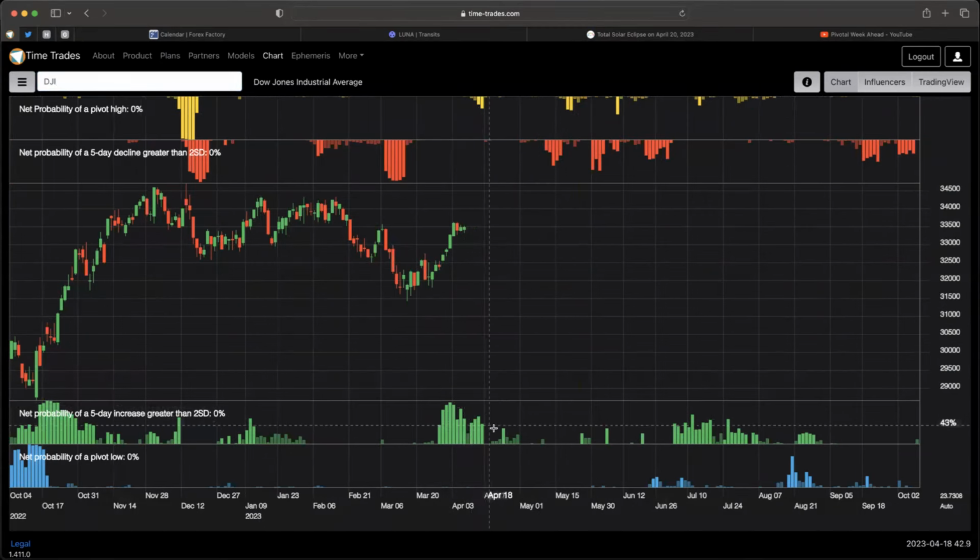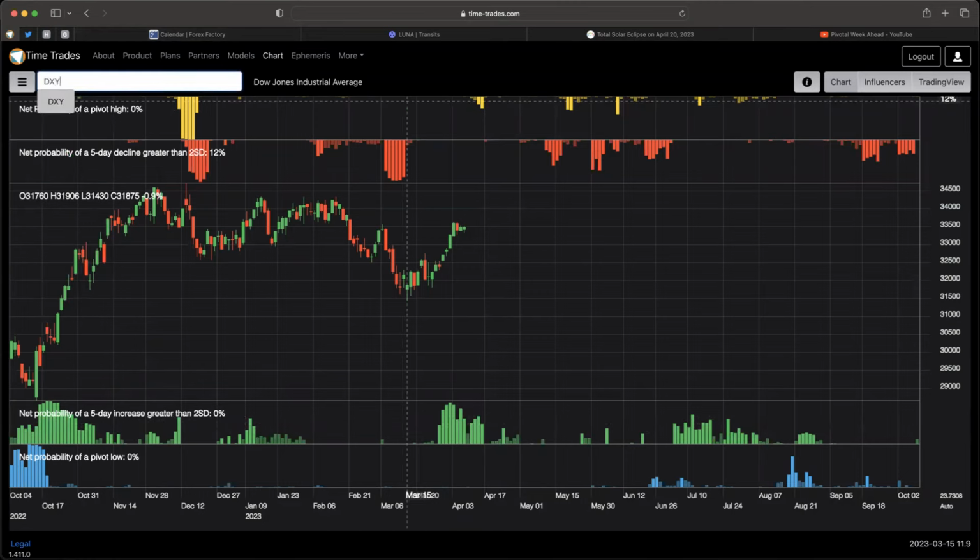So we've got a declining probability of moves up. And that's peaking on April 13th with a small pivot high. And then as we look ahead into the 19th and the 20th, we've got a big drop in the probabilities of a move up here. So that aligns with our low window.